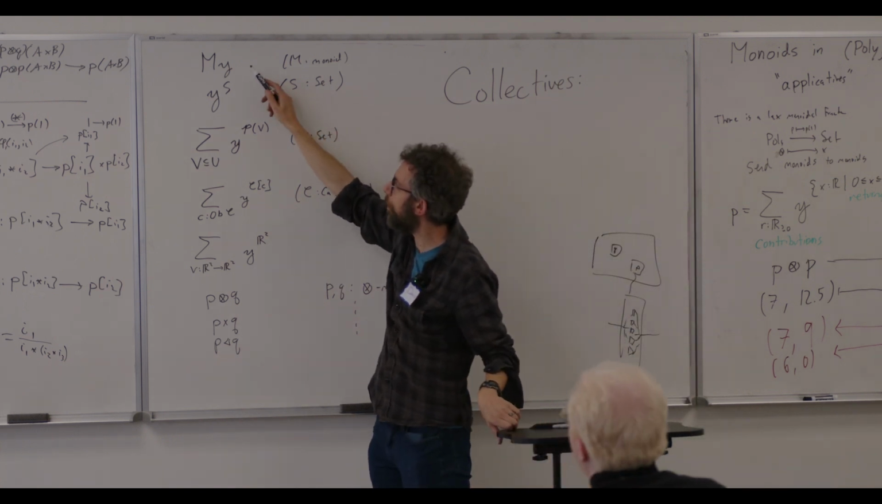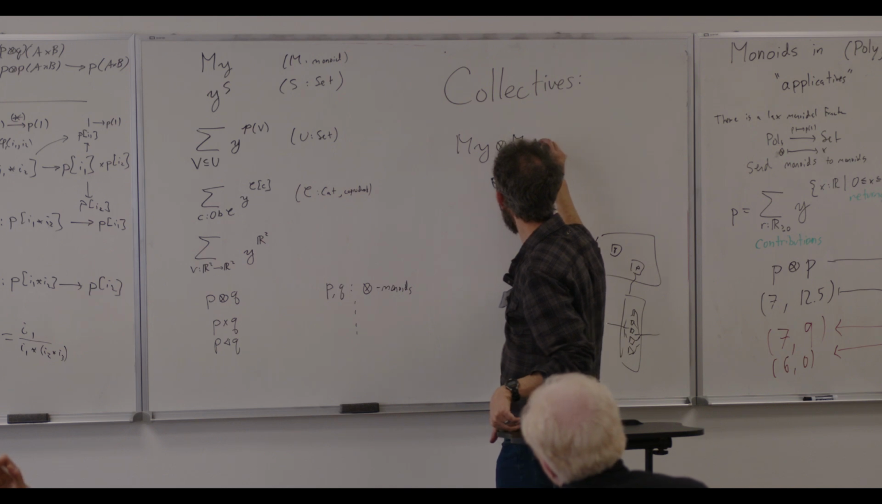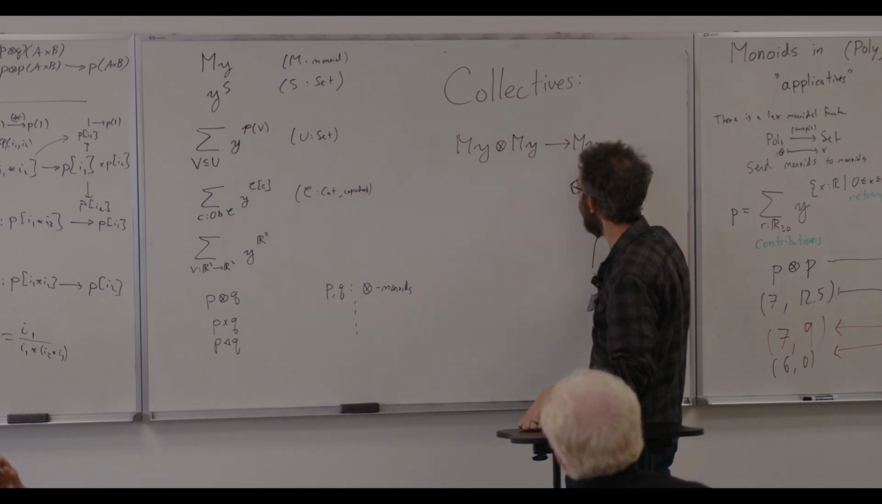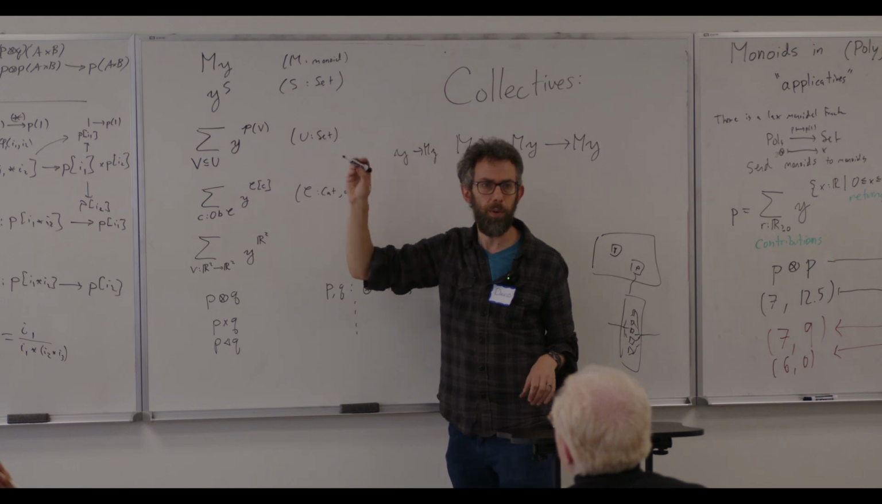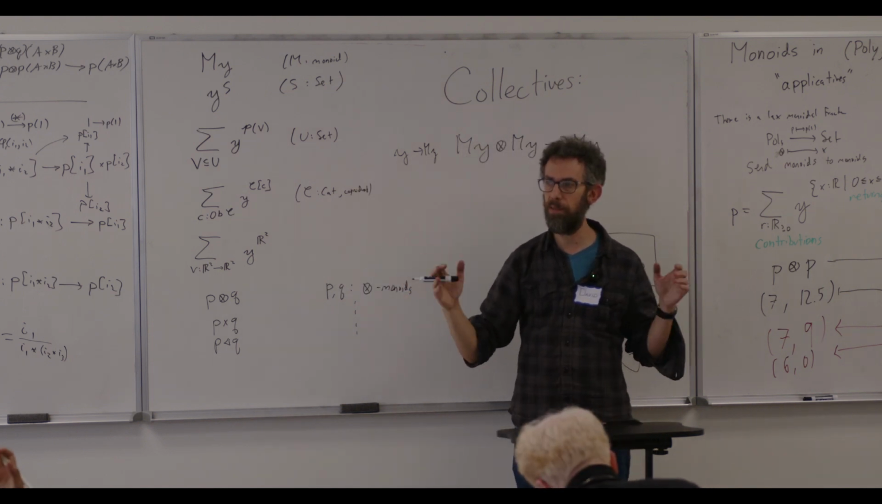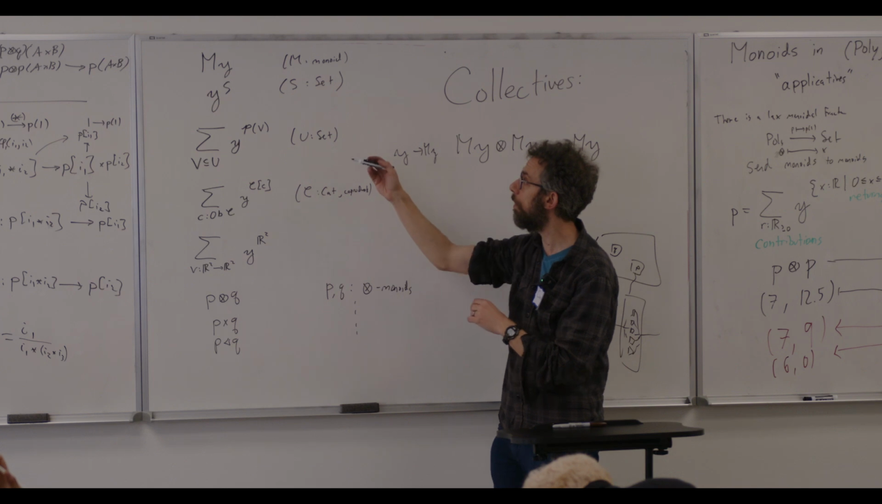Find a tensor monoid structure on this, meaning find a map from my tensor my to my, and from y to my, if m is a monoid. So m is a monoid in set, like the real numbers or whatever. Find a tensor monoid structure on my.